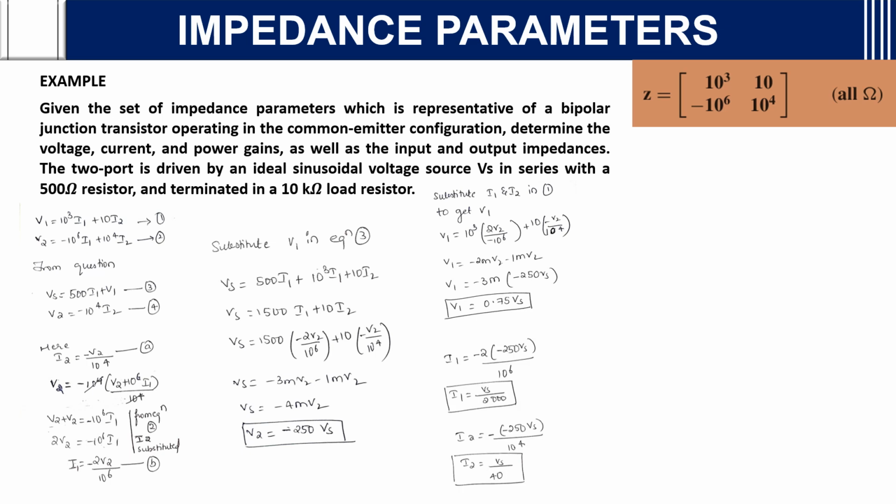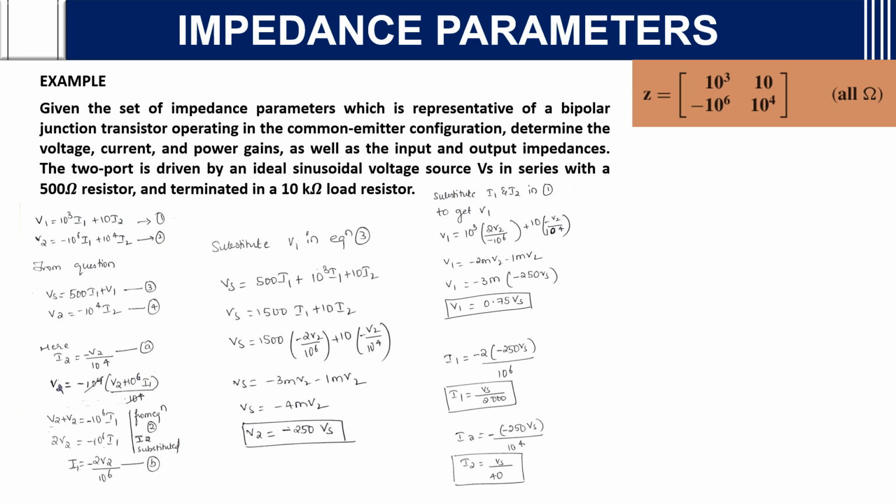If you want I1 and I2, you already have the equations. I1 is equal to minus 2V2 by 10 power 6. If you substitute the V2 value, you will get I1 is equal to Vs by 2000 and I2 is equal to minus V2 by 10 power 4. So if you substitute the V2 value again here, you will get I2 is equal to Vs by 40. Now we have V1, V2, I1, I2.